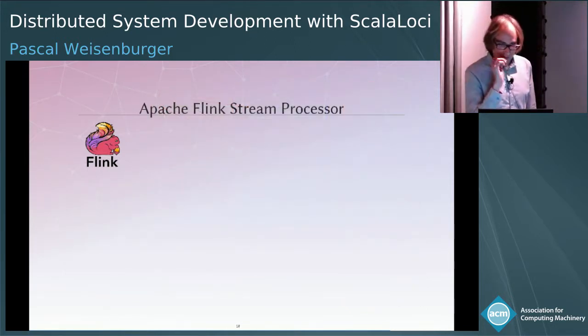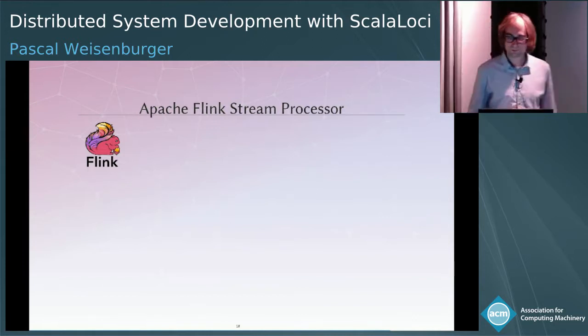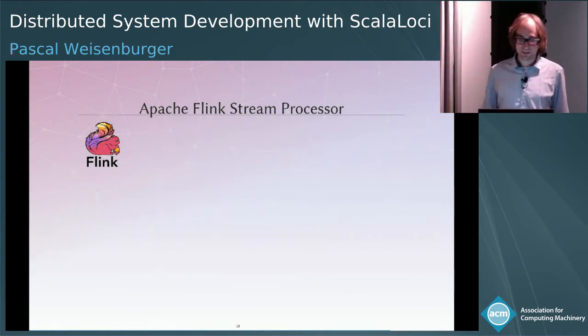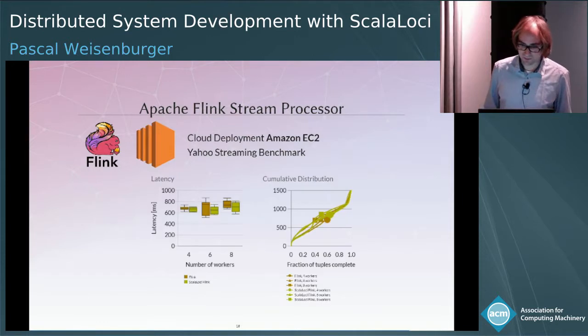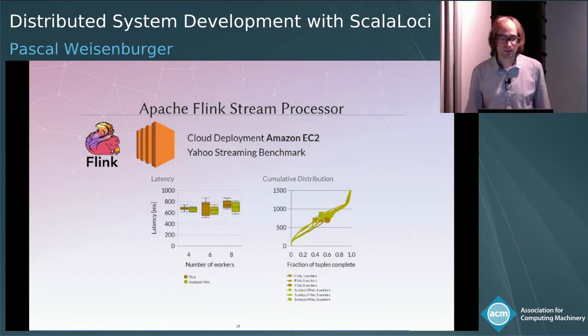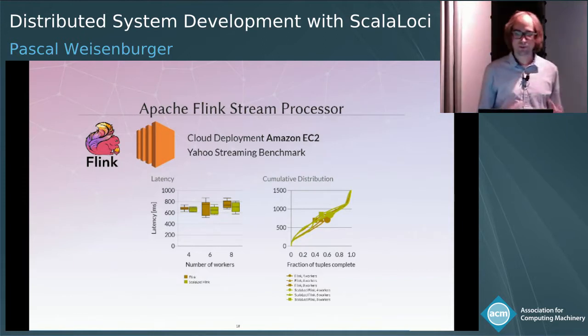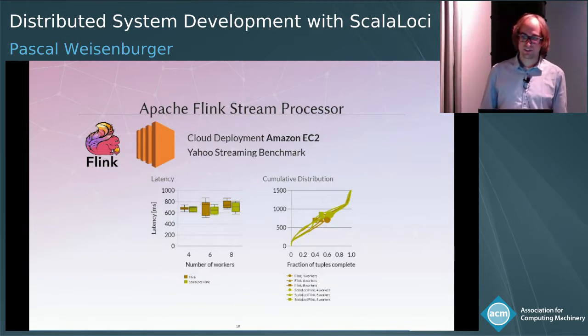So we deployed Apache Flink with our re-implemented components on Amazon EC2 and ran the Yahoo streaming benchmark in the cloud environment. Here you can see the benchmark results, where we varied the number of worker nodes, and the Yahoo streaming benchmark measures latency. The brown plots represent the unmodified version of Flink, and green is the Flink version with the ScalaLoci re-implementation.